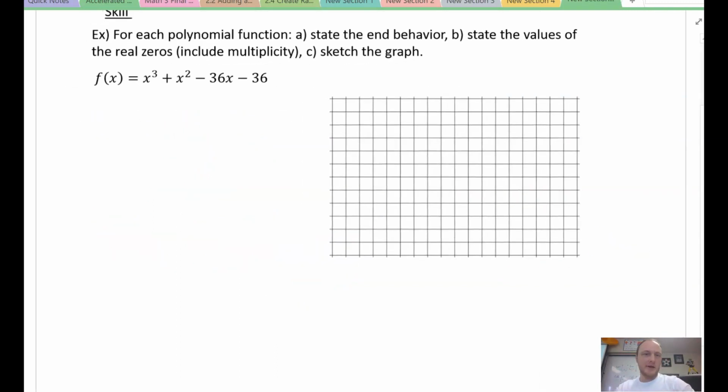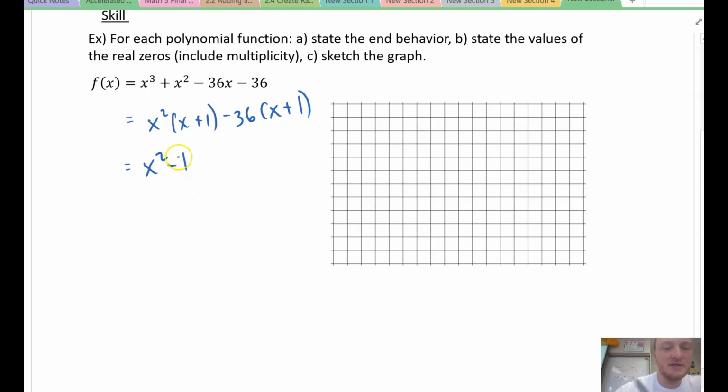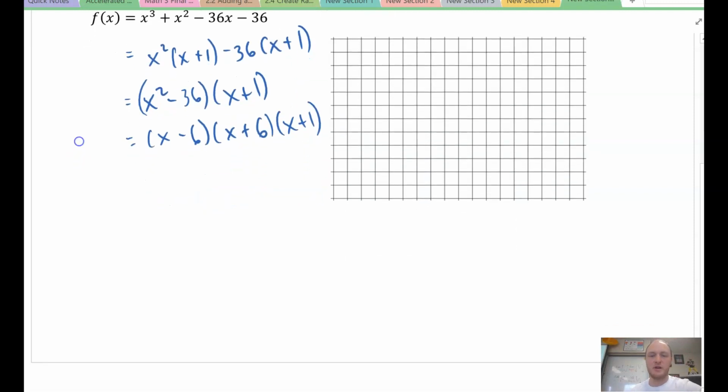Here is example 2. And in this example, it's kind of easier to graph. We have 4 terms. Okay, so right away, I'll take it from standard form, right? This is standard form. And I want to put it in factored form. So I'm going to factor out an x squared, leaving behind x plus 1. And over here, we'll factor out negative 36, giving us x plus 1. Okay. This gives us x squared minus, not 1, but 36 times x plus 1. Now, x squared minus 36, that is difference of squares. So x minus 6, x plus 6 times x plus 1. Okay, and we are completely factored.